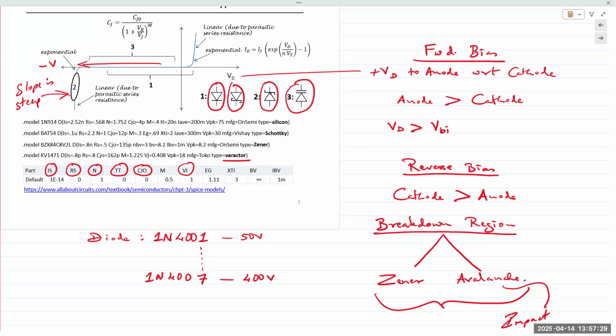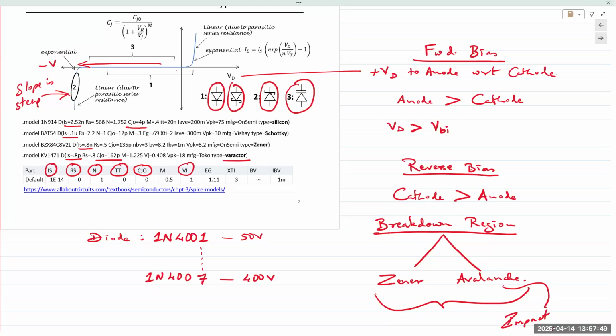In SPICE, compare the values of the saturation current for all these 4 different types of diodes. Then look at the junction capacitance between the standard diode and a varactor diode.